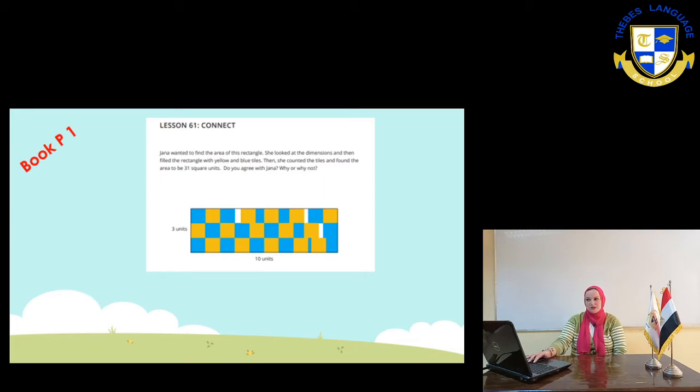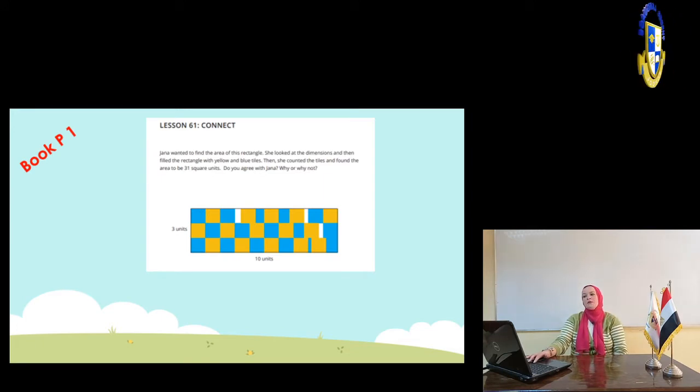In the next page, Jana wanted to find the area of this rectangle. She looked at the dimensions and then filled the rectangle with yellow and blue tiles. Then she counted the tiles and found the area to be 31 square units. Do you agree with Jana? Why or why not? Here we have a rectangle.